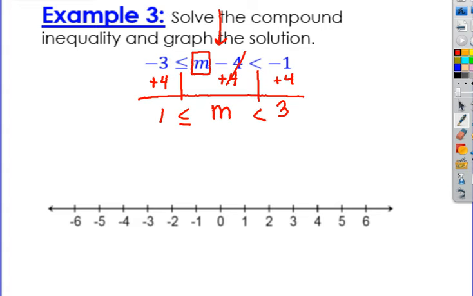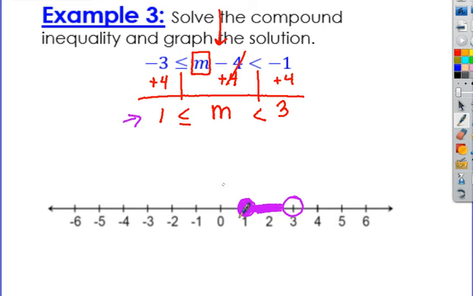So let's look at my answer. Let's start with graphing it. It's going to be a closed circle at 1. And notice that m is bigger than that, so I'm going to go this way. It's going to be an open circle at 3, and notice that m is smaller than that, so I'm going to go this way. So that's your answer graphed.